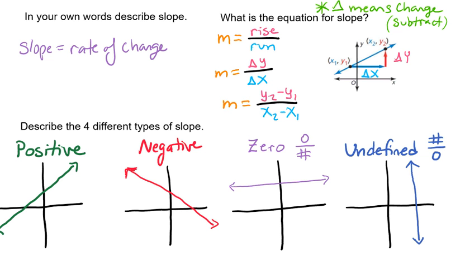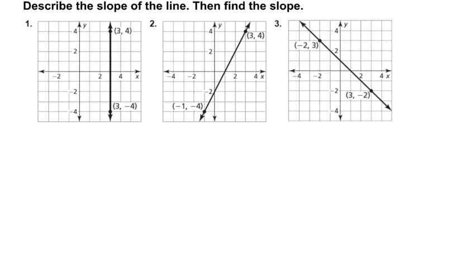Let's do an example where we're going to see some graphs and decide what kind of slope they have. So here we're going to describe the slope of the line, and then we're going to find that slope. So take a look at our first picture here, and we see that we've got a vertical line, right? Which means that our slope is undefined. Our slope, our m, is undefined.